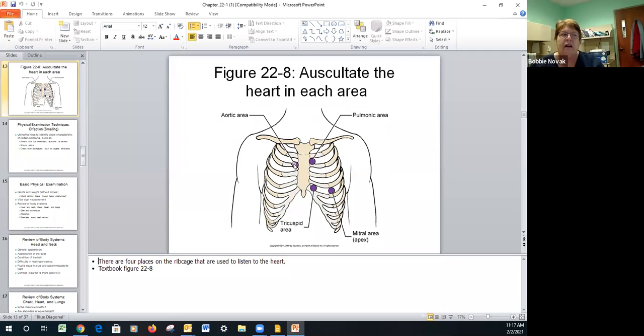So if you're listening to the heart, we're going to start on the right-hand side in the second intercostal space, and then move to the second intercostal space on the left. We're going to move down to the 3rd intercostal space, the 5th intercostal space, and then the 5th intercostal space on the midclavicular line.